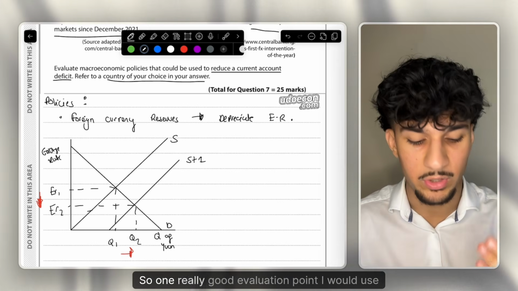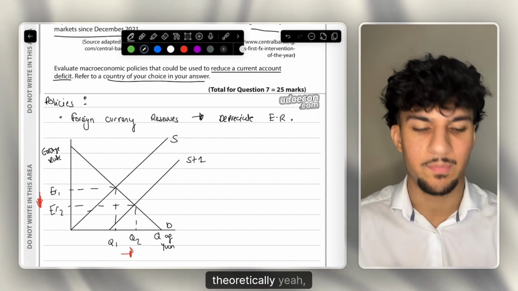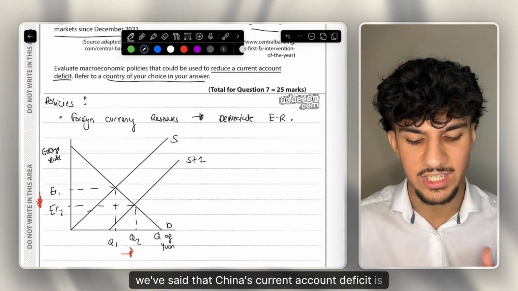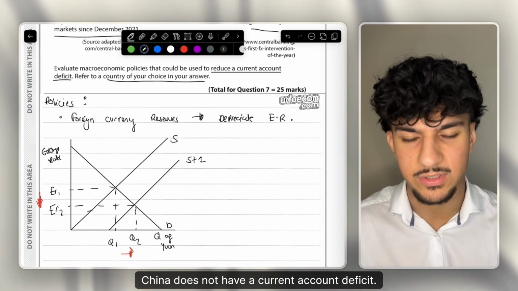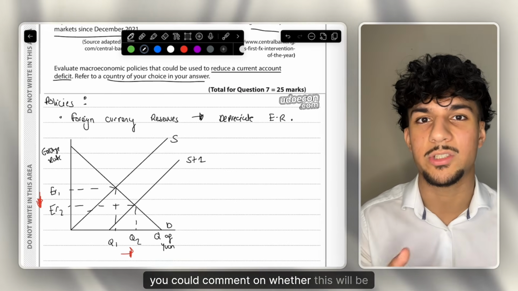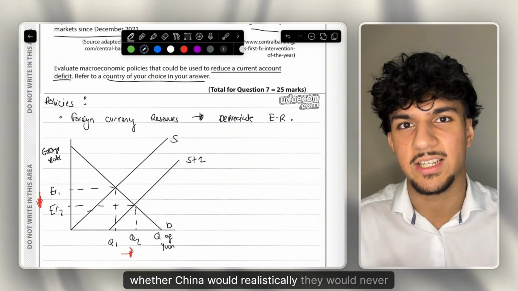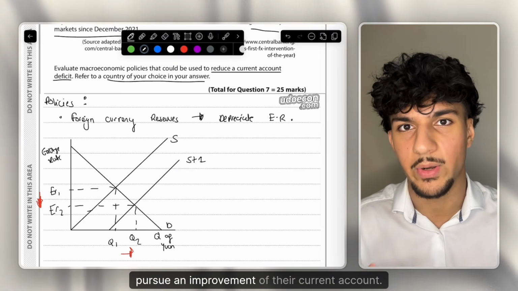So one really good evaluation point I would use here is use a real world application. Theoretically, yeah, it makes sense that we've said that China's current account deficit is narrowing, but in reality, we all know that China does not have a current account deficit. So you could comment on whether this will be ineffective, whether China would realistically never use a policy like this, since they don't need to pursue an improvement of their current account.